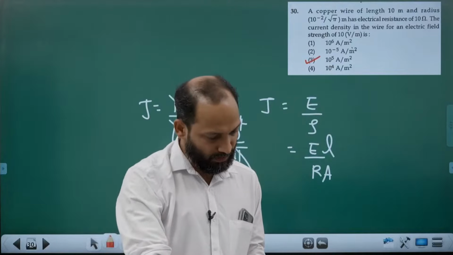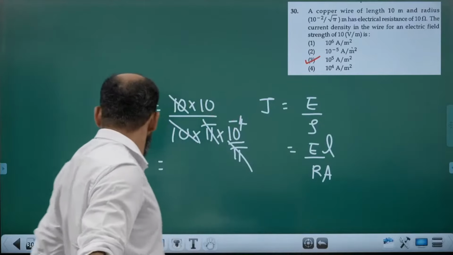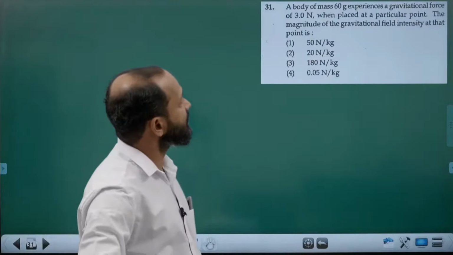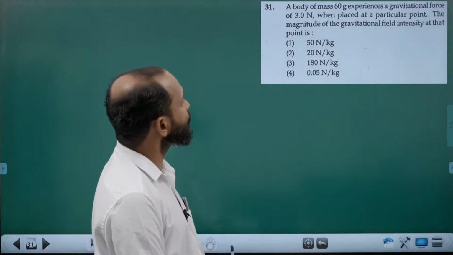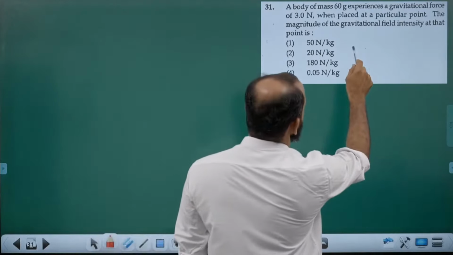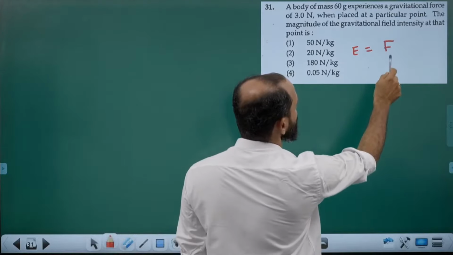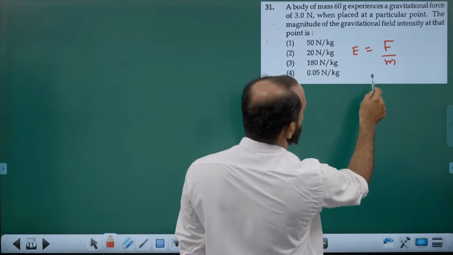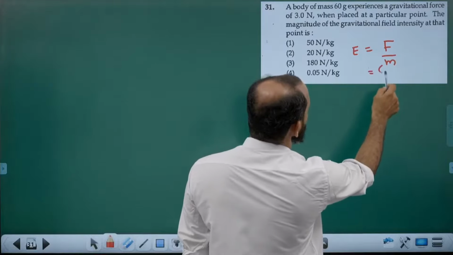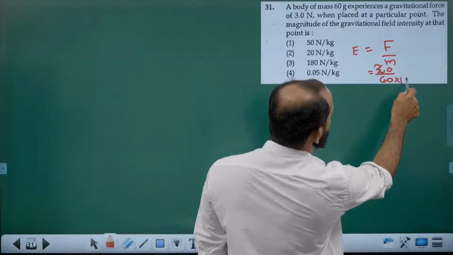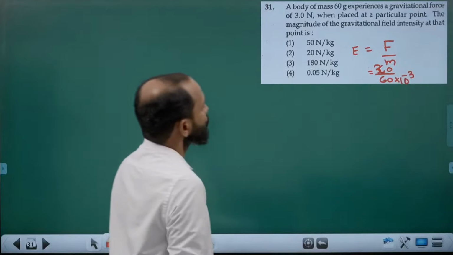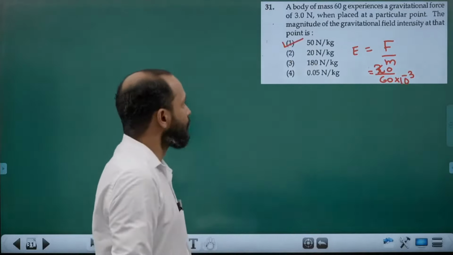Now question number 31. Body of mass 60 gram experiences gravitational force 3 Newton when placed at a point. Magnitude of gravitational field intensity. Intensity of gravitational field is defined as force per unit mass, force by mass. But force is 3 Newton, divided by mass 60 gram, 60 into 10 power minus 3. So the answer should be 50 Newton per kilogram.